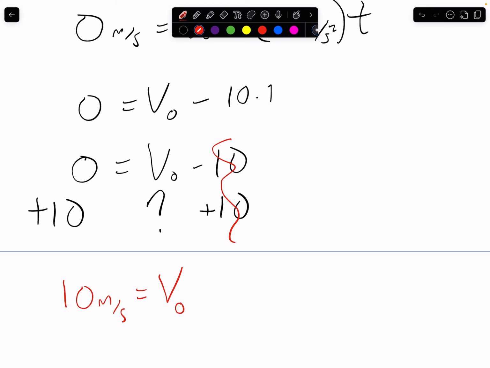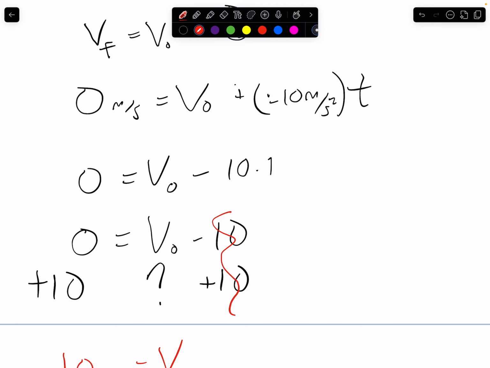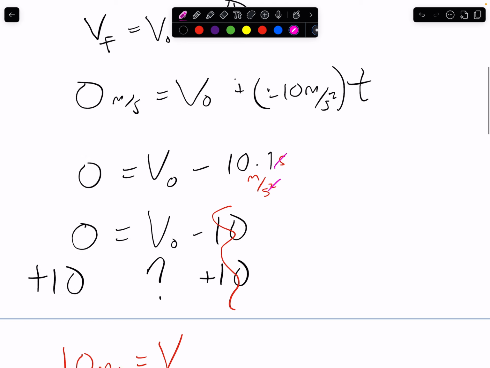And this is also consistent dimensionally, because this 10 is 10 meters per second squared, and this 1 is 1 second. That 1 second is upstairs, and you've got seconds squared downstairs. So one of those cancels out and you're left with meters per second. So there you go.